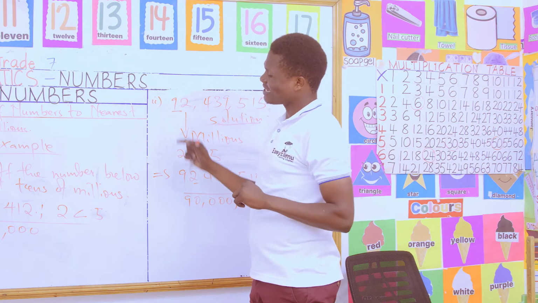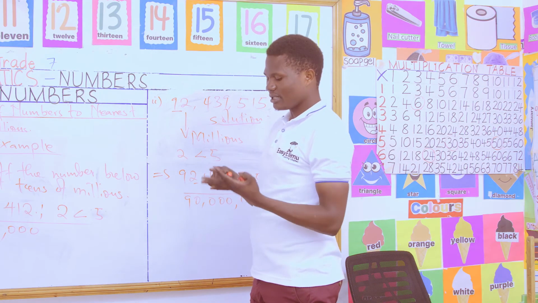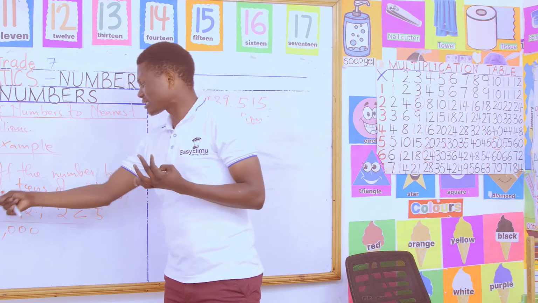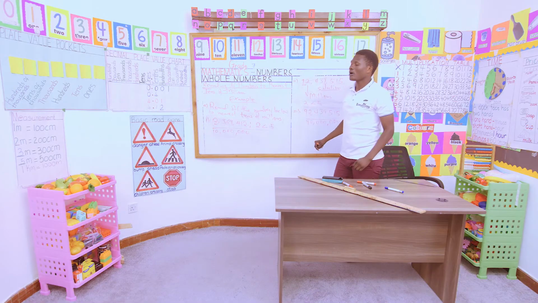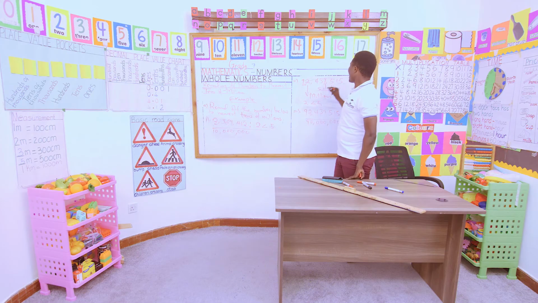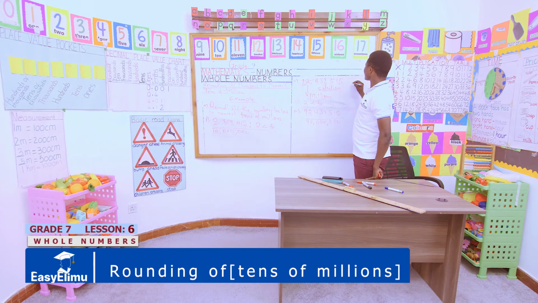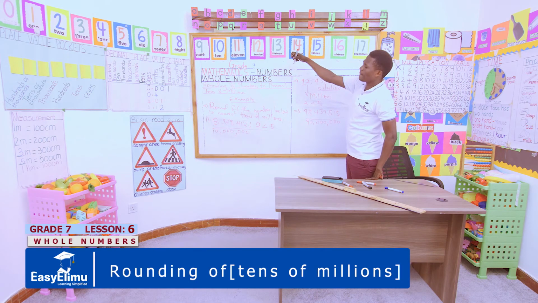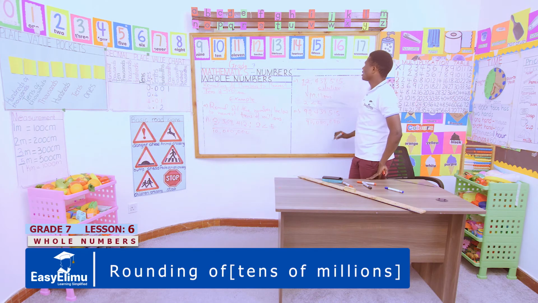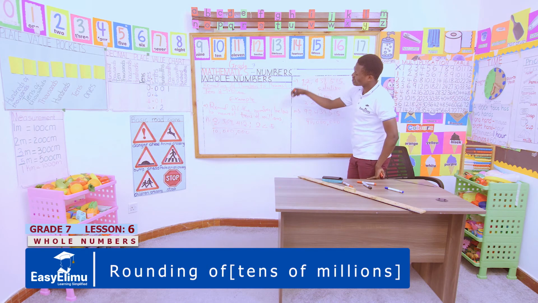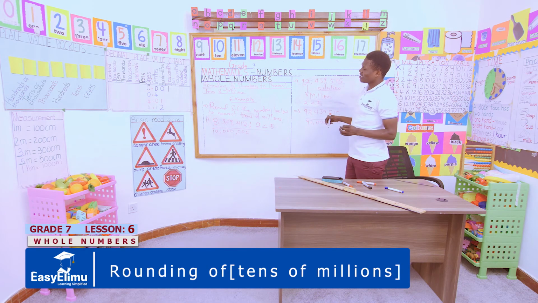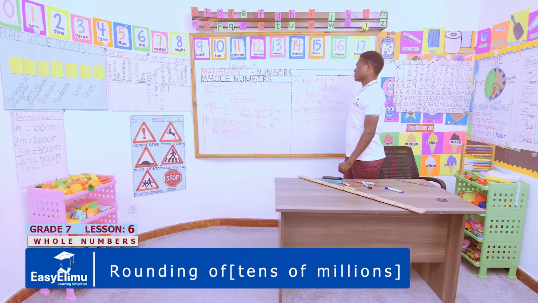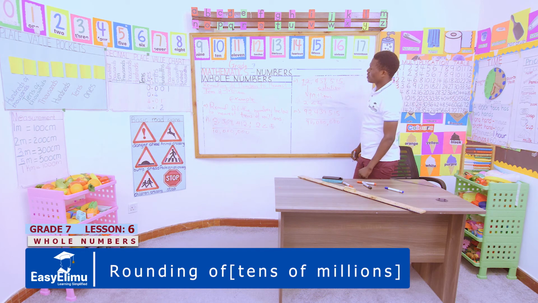The second step, identify the digit in the place value that precedes, or the one that comes before the stated one. Once you have identified that digit, ask yourself, if the digit is 5 and above, then you round up by adding 1 to the next digit. If it is below 5, you round down by not adding anything and replacing, of course, the rest of the digits by 0. If you do that, then you can never go wrong about it. Any question?